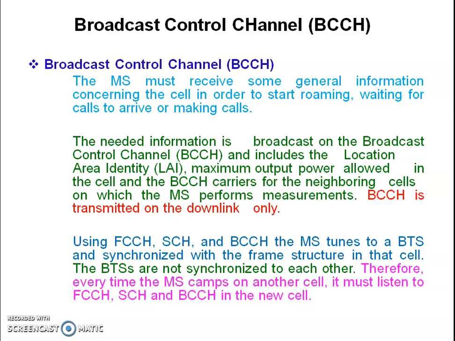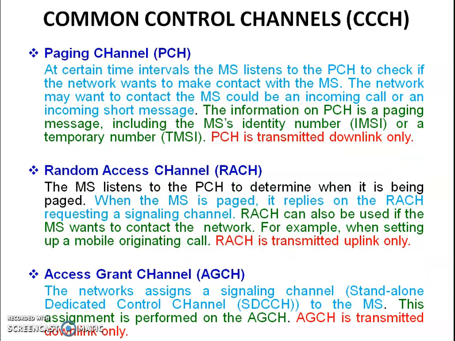Using this FCCH, synchronization channel and broadcast control channel, the mobile station tunes to the BTS and synchronizes with the frame structure in that cell. The BTSs are not synchronized to each other. Therefore, every time the mobile station camps on another cell, it must listen to the FCCH, synchronization and broadcast control channel in the new cell. Looking into the second subtype, common control channel, it again has three sub-channels in it.